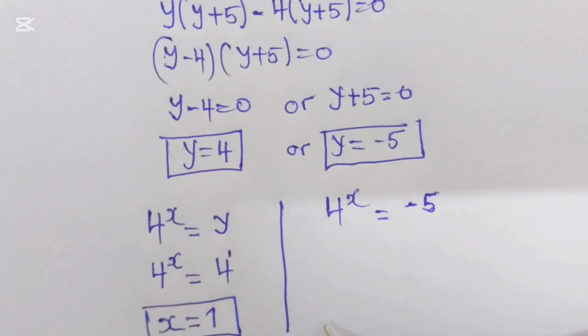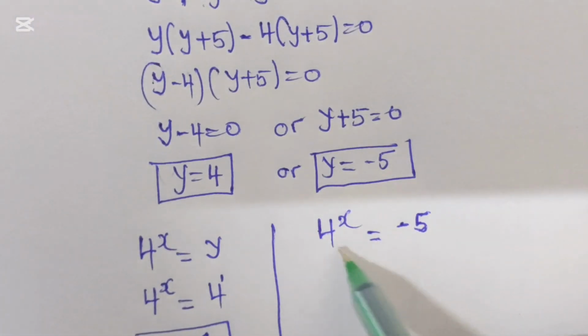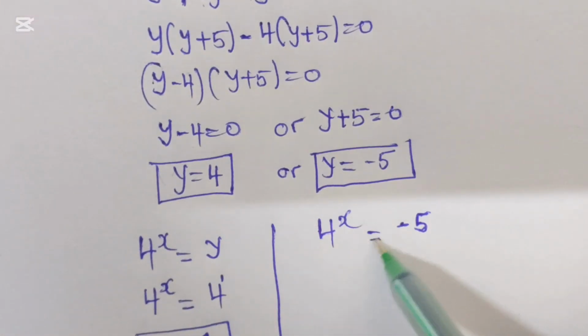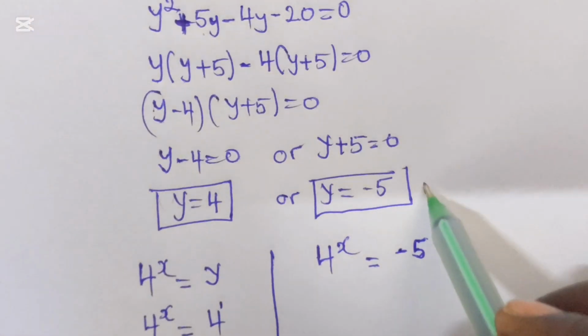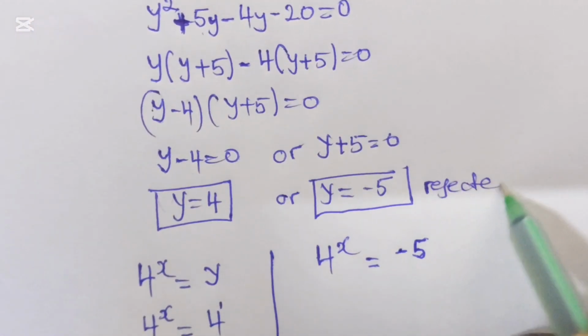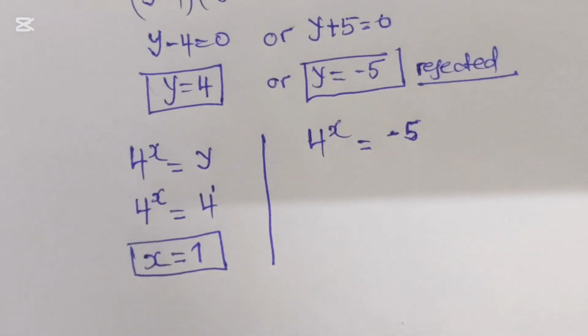Now, because we are supposed to find x by applying the logarithm, and because a logarithm cannot be of a negative number, this one must be rejected, to stay with x which is equal to 1.